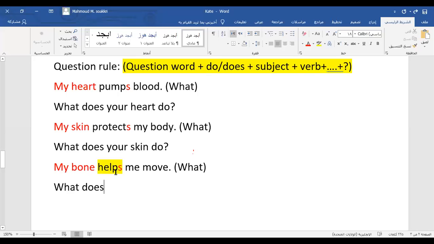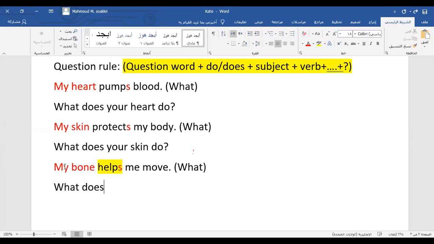Helps, excellent. The verb is helps. What are the words that come before the verb? My bone. Excellent. So what is the subject, Omar Izzat? Yes, my bone is the subject. Excellent, Omar Izzat. Thank you. You are very brilliant. My bone is the subject. When you speak about yourself, you say my bone. Is this right?